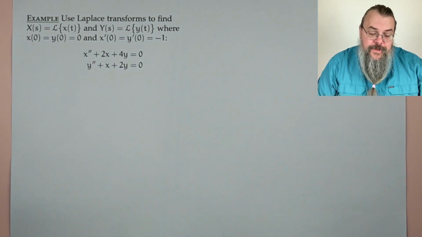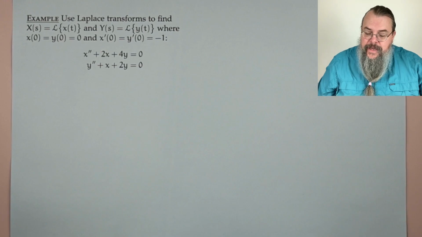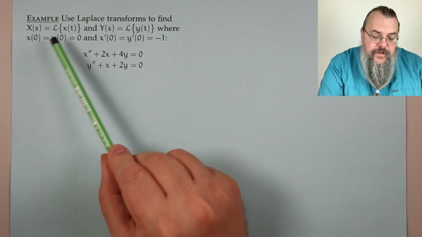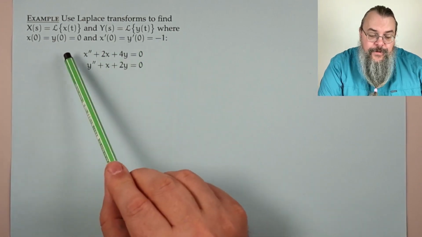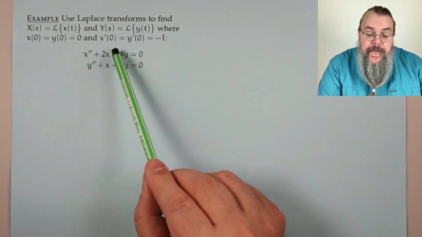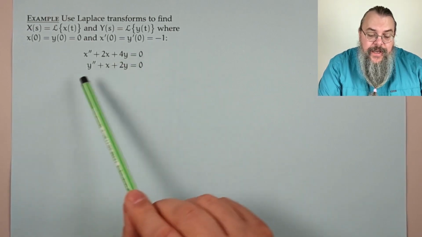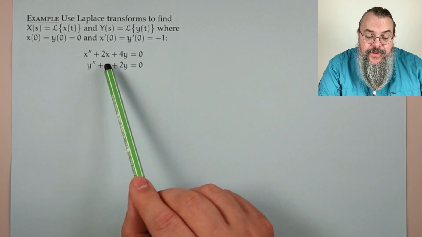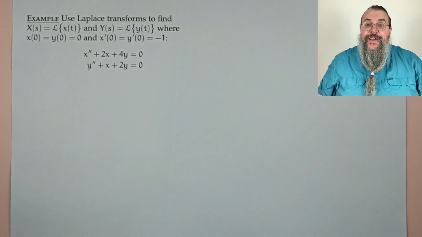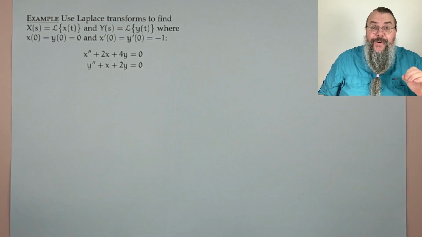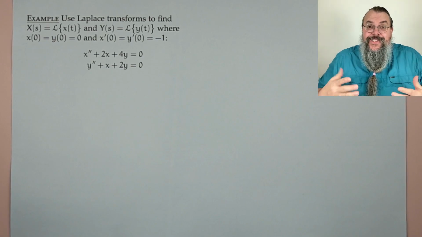For our final problem, let's use Laplace transforms to find X(s), which is the Laplace transform of x at t, and Y(s), which is the Laplace transform of y at t, where x(0) equals y(0) equals 0, and x'(0) equals y'(0) equals minus 1. And we have x'' plus 2x plus 4y equals 0, y'' plus x plus 2y equals 0. Now you might be thinking, whoa, hold on, this feels like systems and elimination.